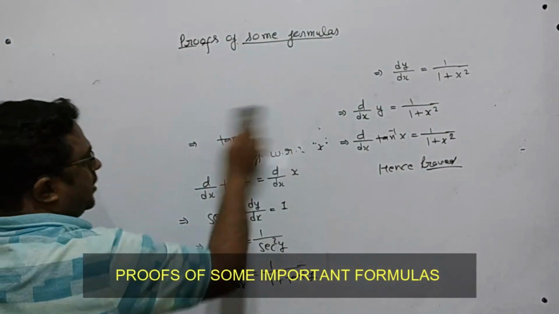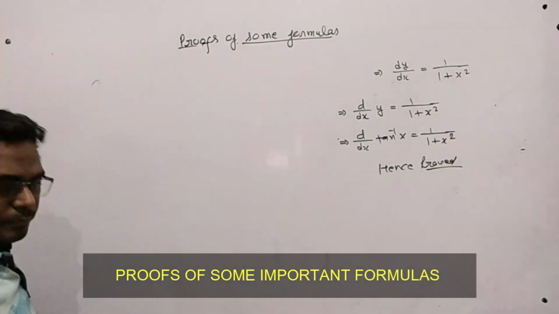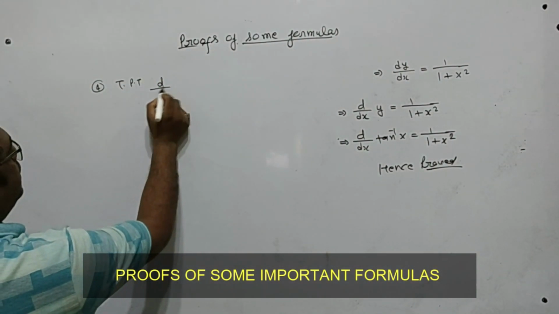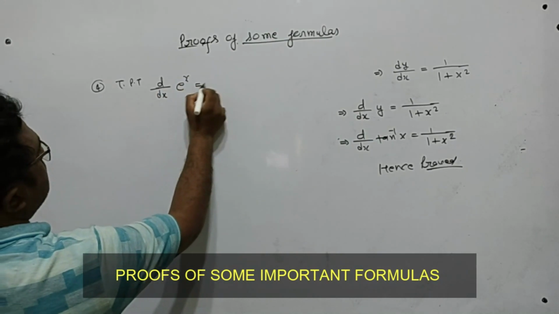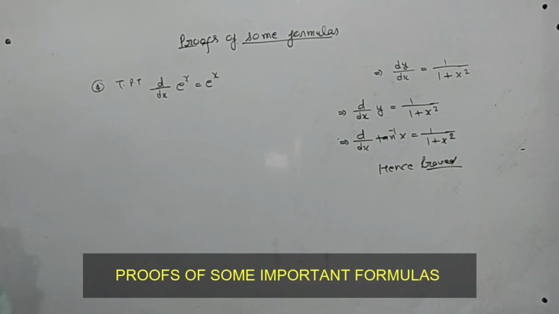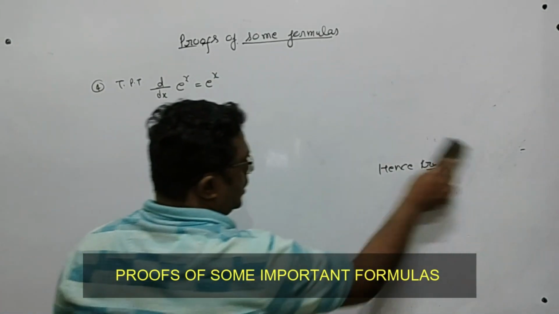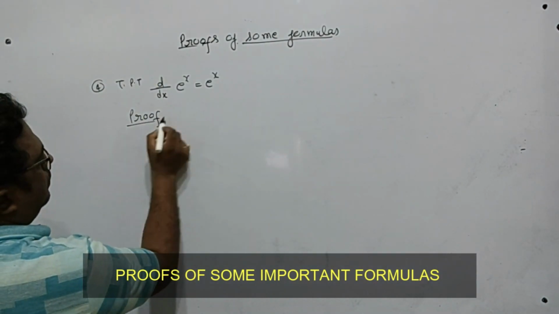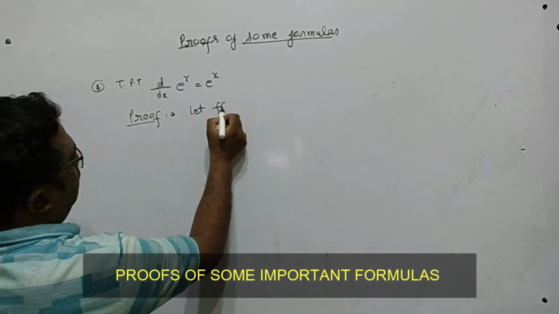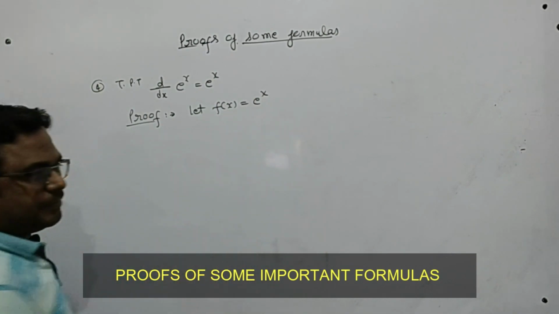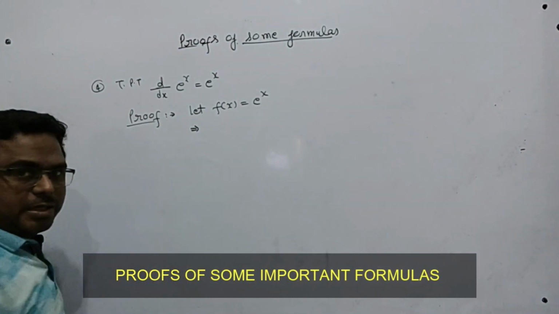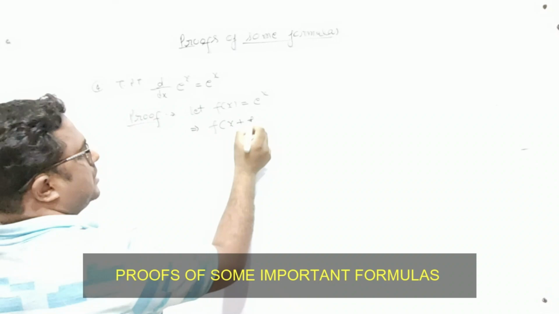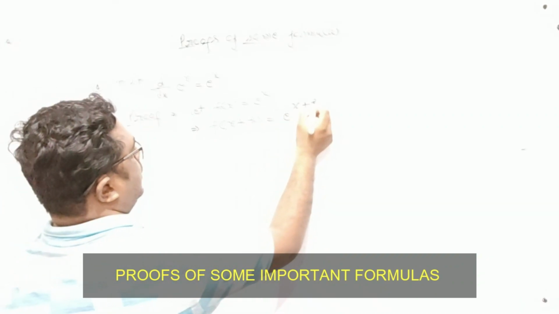Now the next formula I am taking. Prove that dy/dx of e^x is equal to e^x. It's a very simple formula. Now let us see its proof. Let f(x) = e^x. Now replace all the x by x plus h. So f(x+h) is equal to e^(x+h).